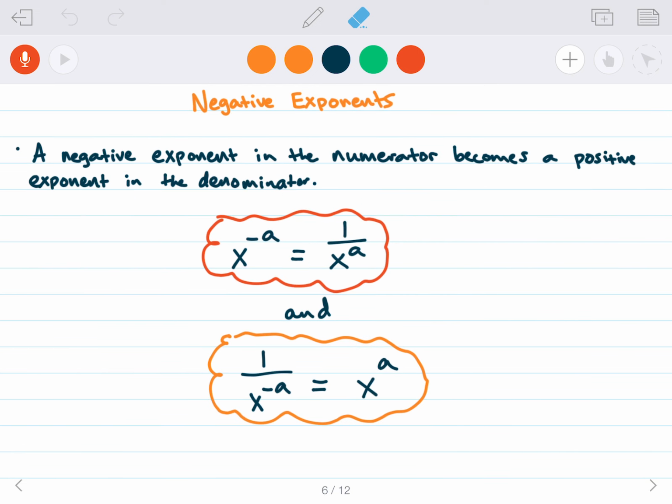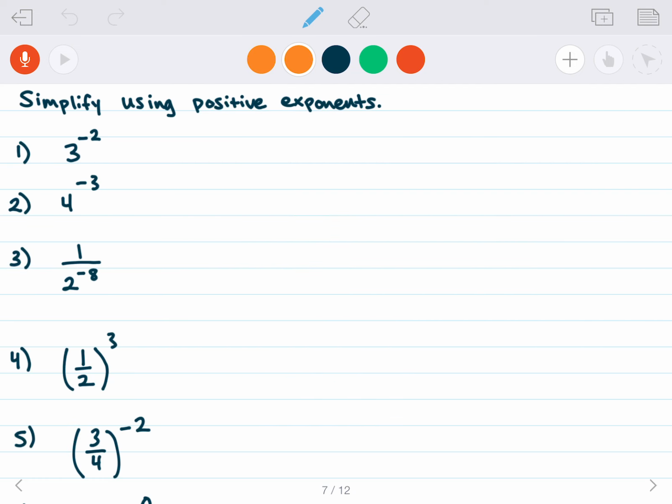The other property that we have is negative exponents. If we have a negative exponent in the numerator, it becomes a positive exponent in the denominator, and vice versa. So if we have x to the negative a, we can just put it over 1 and make it positive. If, on the other hand, we have 1 over x to the negative a, we can move it to the top and make it positive. So let's do some examples with that.